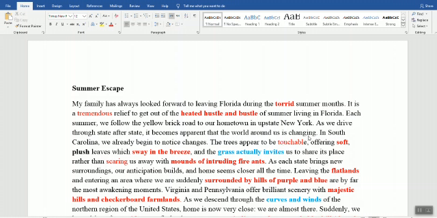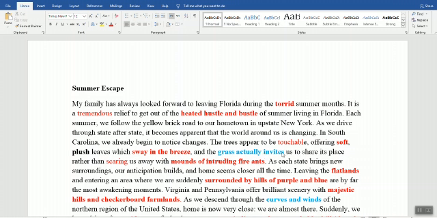You can imagine that the trees were so filled with leaves that you can touch them, offering soft plush leaves. Now leaves are soft as well as lush green, which sway in the breeze. Now they also sway, they also move when the breeze is blowing.